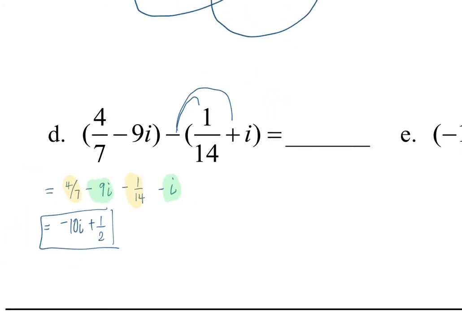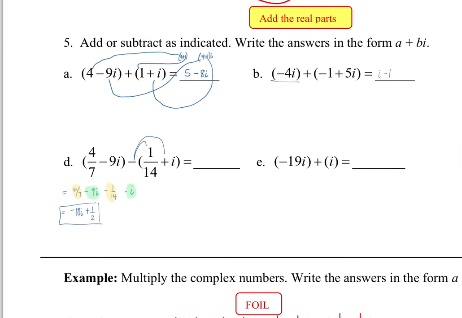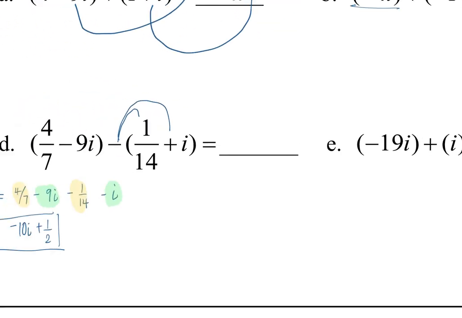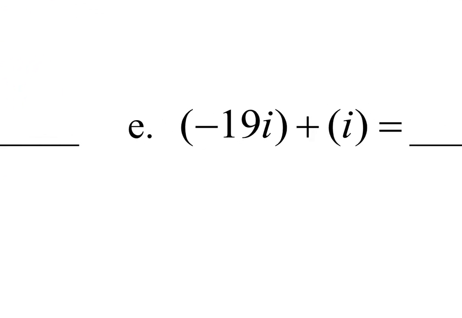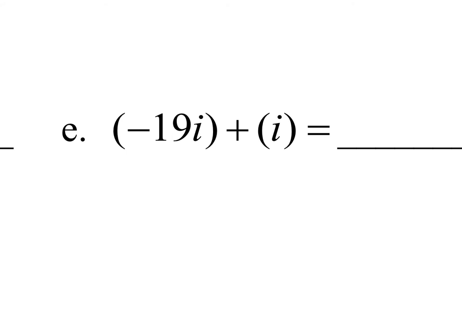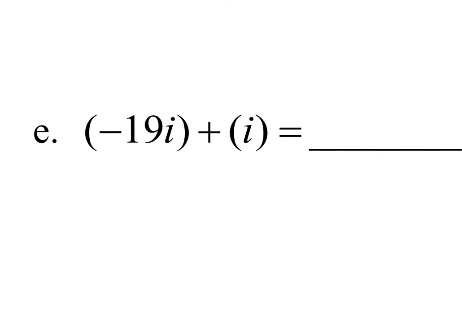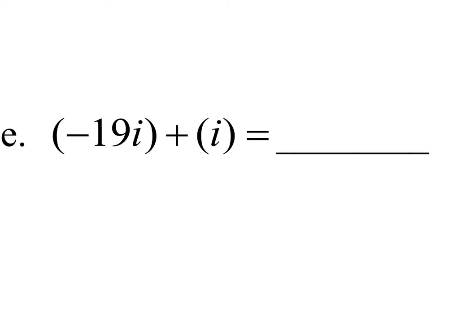If you're going to do 4 over 7 by minus 1 over 14 by hand, you need to find a common denominator. Right here, negative 19i plus i, they're like terms. So just negative 19 plus 1, that's negative 18i.